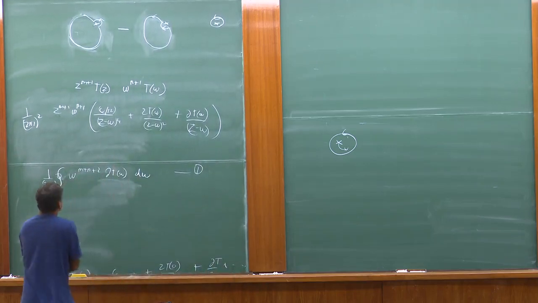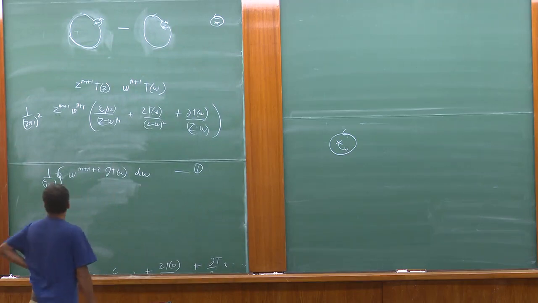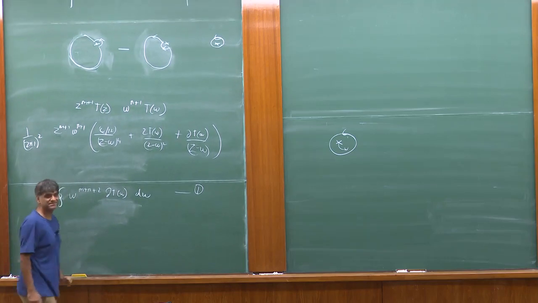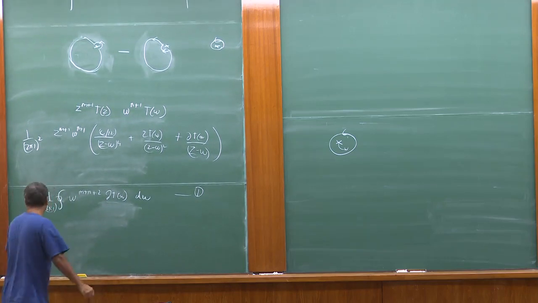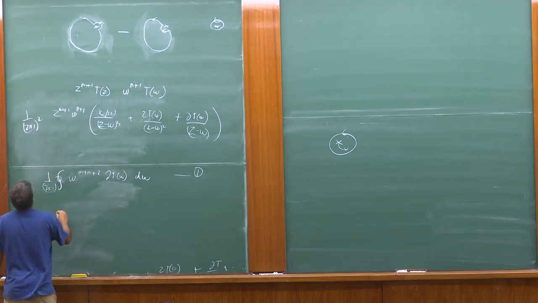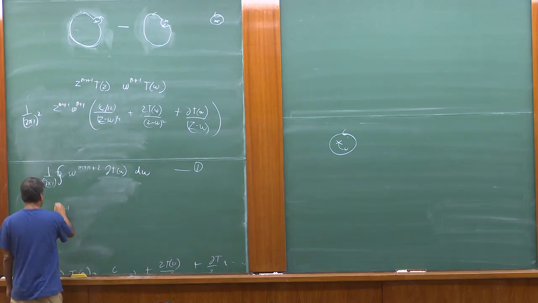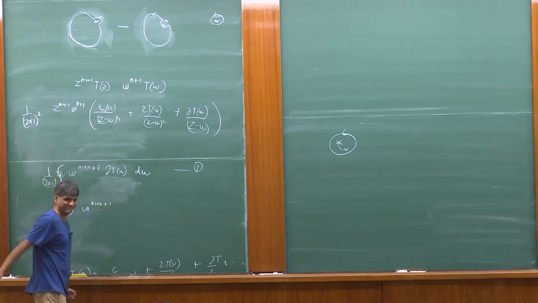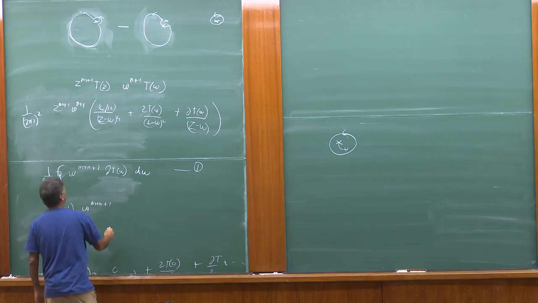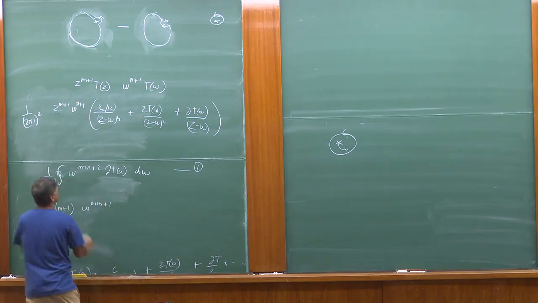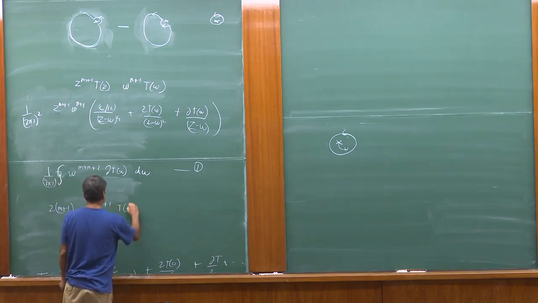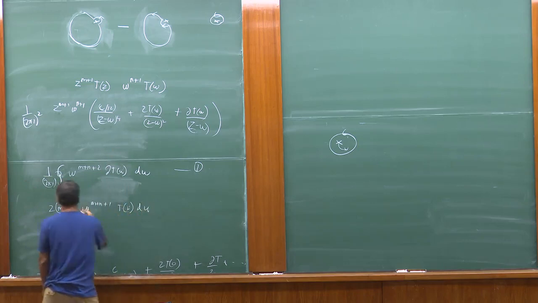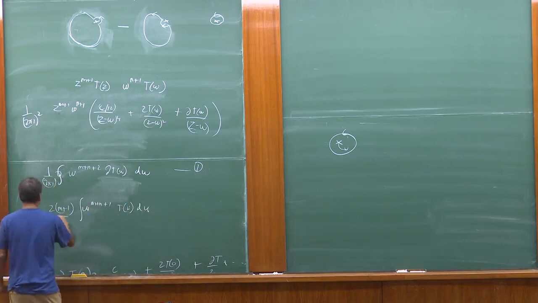Now what about term 2? Term 2 requires us to Taylor expand this guy to first order. So when we Taylor expand to first order, we get a factor of m plus 1 times w to the power m plus n plus 1. Now there's a factor of 2 because there was a 2 there. T of w dw, always with 1 over 2 pi i.